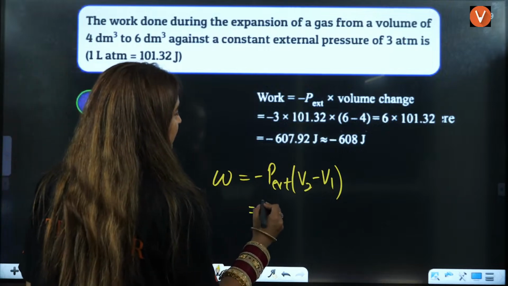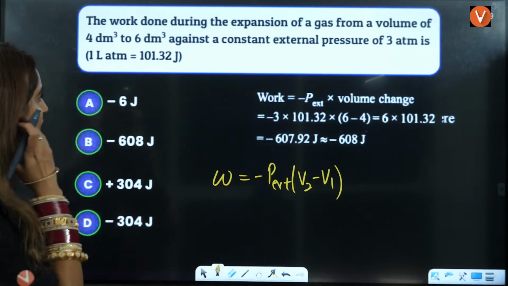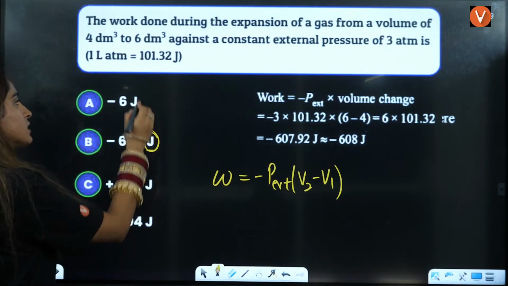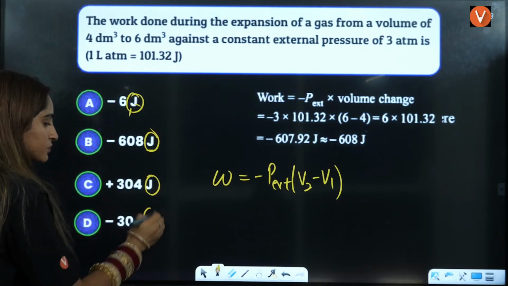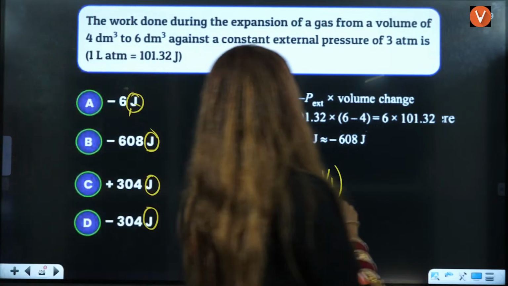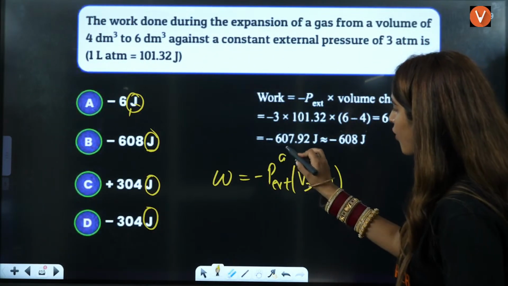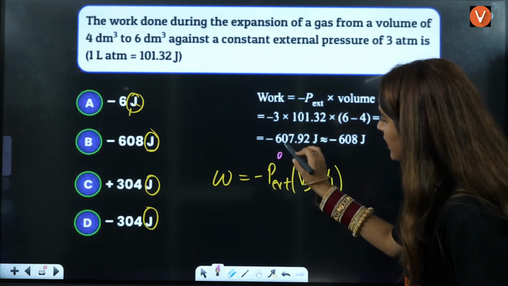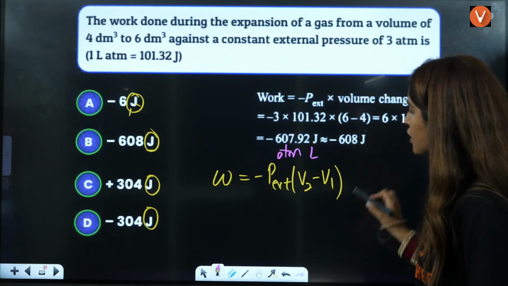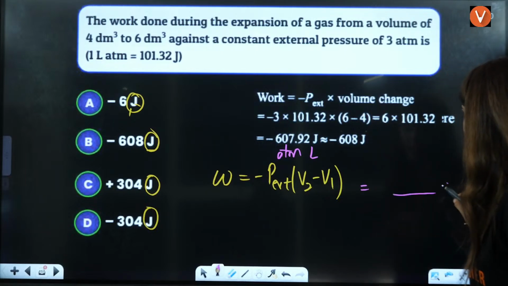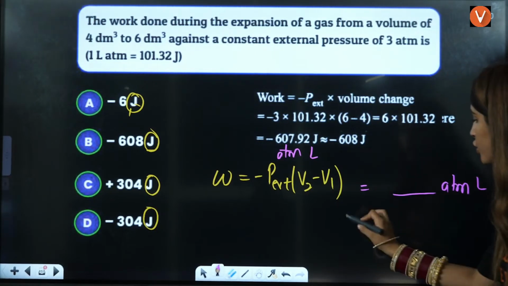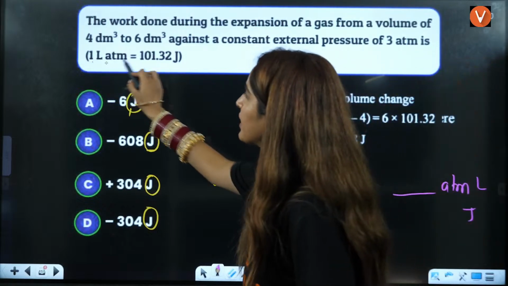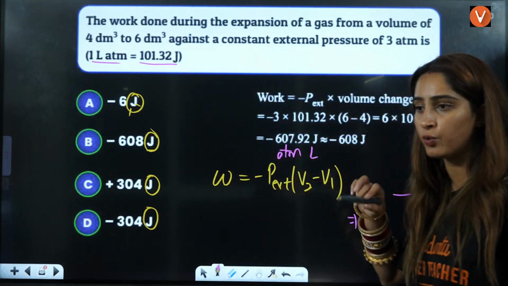Times P external. Now if you can see here, they are asking for the answer in joules, right? This is in joules. We know that because this pressure is given in atmospheres, okay, I'll just write it here. This pressure is given in atmospheres. This is given in liters. So you have to convert atmosphere-liter to joules. So you will multiply. 1 atmosphere-liter is 101.32.